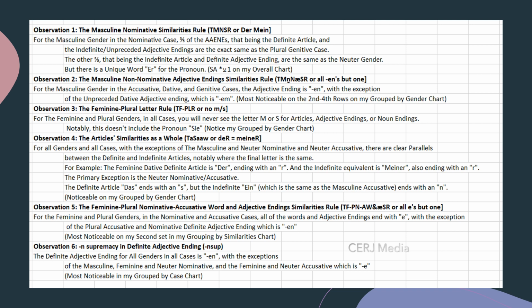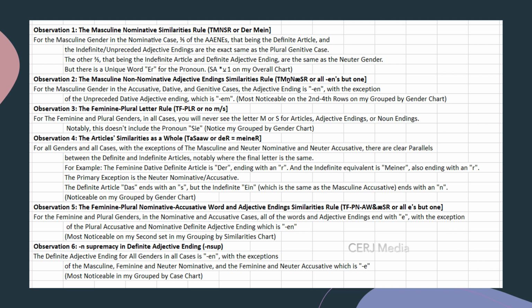The articles similarities as a whole: if it ends with the same letter, it's probably the same thing. We have der and mine, they both end with R. Das, minus, they both end with S, stuff like that, right? Well, I guess it would be das. No, that was a bad example. It wouldn't be das and minus. It would be das and mine. But the adjective endings, most of them are ES, except for the definite, which is just E.